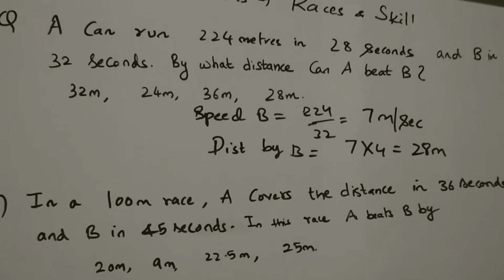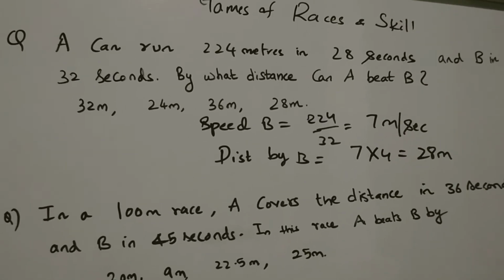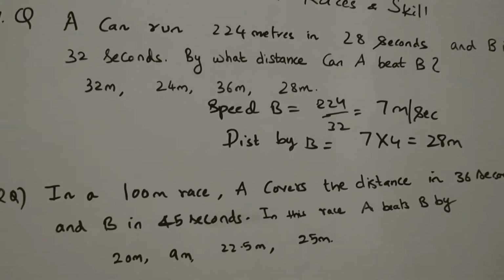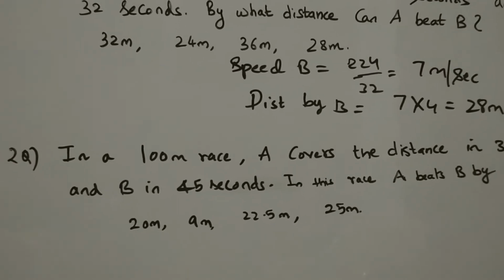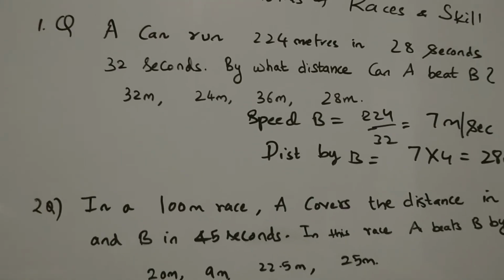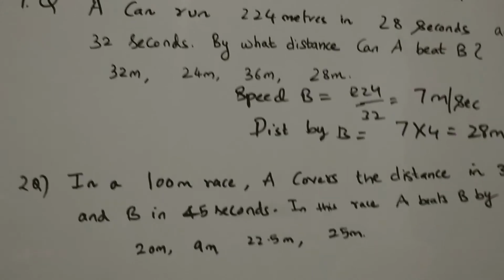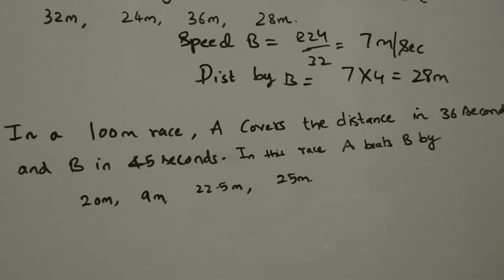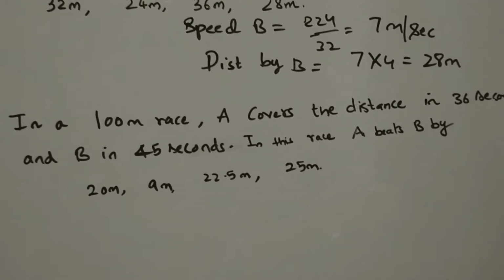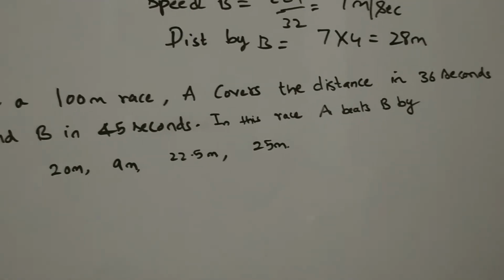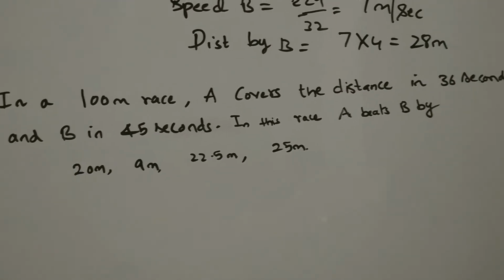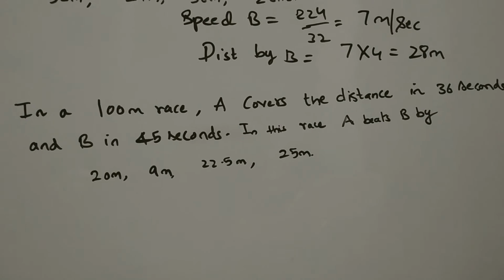In the same way, there is one more question for you. Please solve and post the answers, all of you dear students. In a 100 meters race, A covers the distance in 36 seconds and B covers the same distance in 45 seconds. In this race, A will beat B by how many meters?